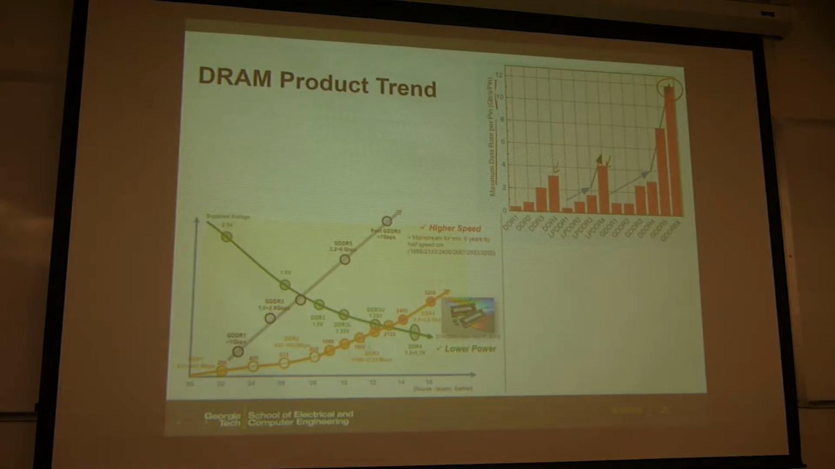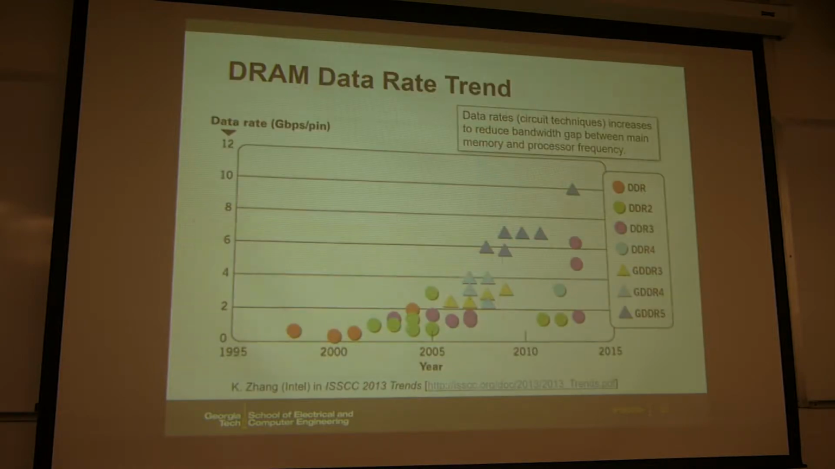And then this is also the same trend, but this one shows the supply voltage, VDD, decreasing with the generations. And one more chart showing the data rate. And here again, the GDDR5 more than 10 gigabits per second. So this is the general trend for the DRAM industry. So any questions?